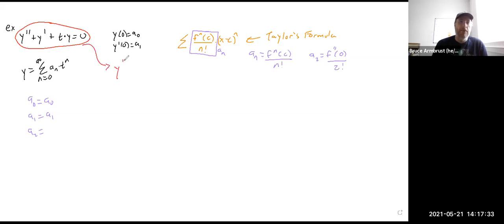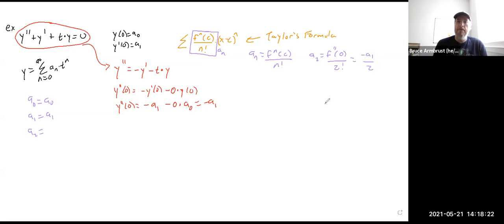Let me rewrite this. y double prime is equal to negative y prime minus t times y. So that means at zero, this is going to equal negative the first derivative at zero minus zero times y of zero. Well, y prime of zero, we already know, is a1. And y of zero was a0. So that guy equals negative a1. So if we put that back in over here, it's negative a1 over 2. So a sub 2 is negative 1/2 a1.